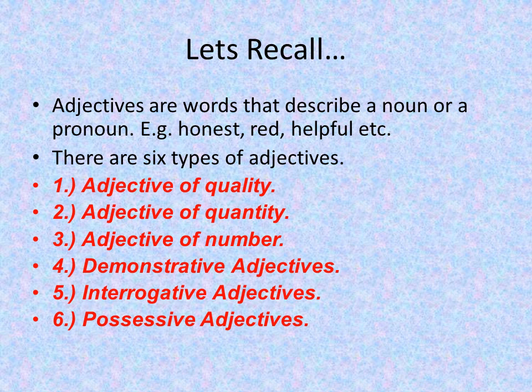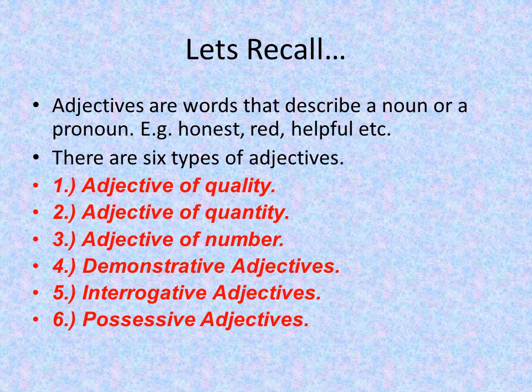Now let us revise it again before we continue with the other three types of adjective. Adjectives are words that describe a noun or a pronoun. For example, honest, red, helpful, smart, beautiful, etc. There are six types of adjectives: adjective of quality, adjective of quantity, adjective of number, demonstrative adjective, interrogative adjectives, and possessive adjectives.